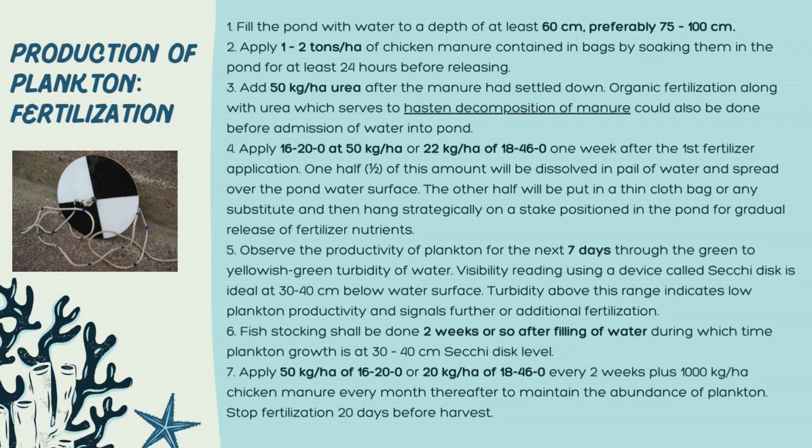Next, observe the productivity of the plankton for the next 7 days through the green to yellowish green turbidity of the water. Visibility during this period is read using a device called the Secchi disc. It is ideal at 30 to 40 centimeters below the water surface.